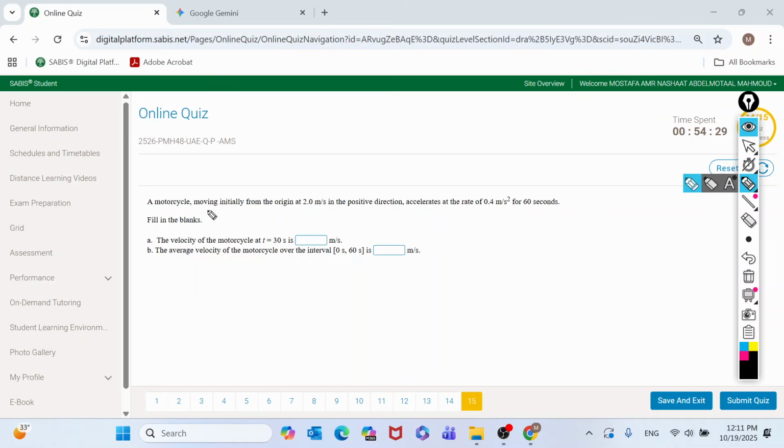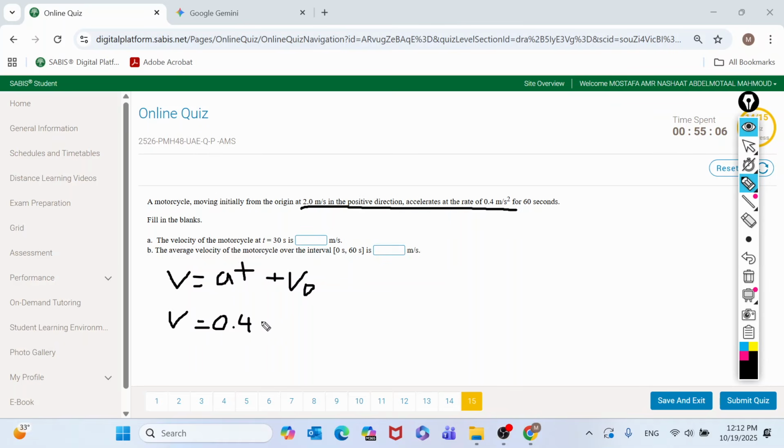A motorcycle is initially moving from the origin at 2 meters per second in the positive direction, and accelerates at a rate of 0.4 meters per second squared for 60 seconds. The velocity of the motorcycle at t equals 30. So here what you're going to do is v equals at plus v0.